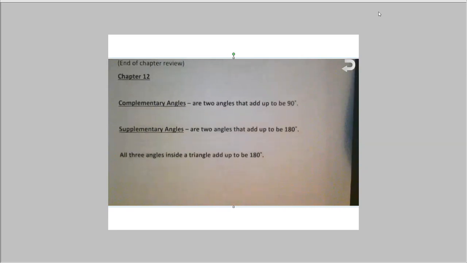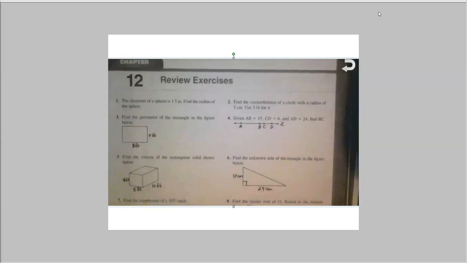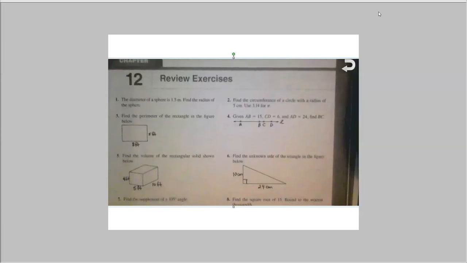I just want to go over a few definitions before we start. Complementary angles are two angles that will add up to be 90 degrees, and supplementary angles are two angles that add up to be 180 degrees. You should also know that all three angles inside of a triangle will add up to be 180 degrees. All right, so we're going to get right into these examples. We've got lots of different geometric shapes to look at, area, perimeter, different things like that.